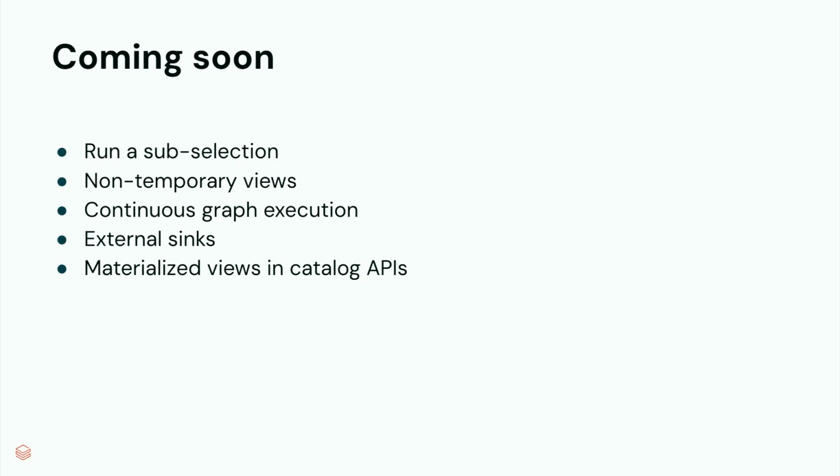The next things that we want to work on, we want to make it possible to run sub-selection. So this is kind of like a manual retry. We want to handle non-temporary views, continuous graph execution, external sinks, which is the idea that maybe your pipeline isn't writing to a table. Maybe it's writing to some arbitrary structured streaming sink, writing to another Kafka topic or something. And last of all, we want Spark's catalog APIs to understand the concept of a materialized view so it can represent them to systems that have notions of materialized views, like the Hive Metastore. We're not making promises yet about exactly when these will land, but we want to move fast.